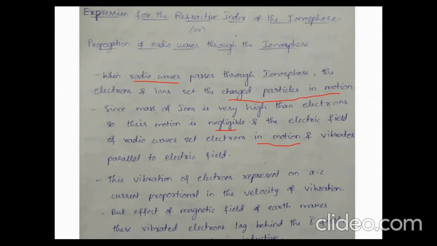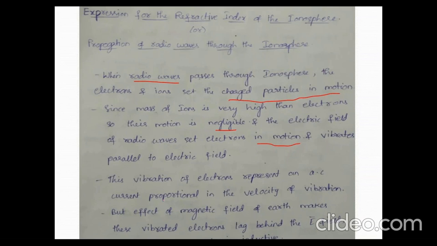I repeat, when radio waves hit the electrons and ions in the ionization layer, ions will not be moved much because of their high mass or high weight. Therefore, that movement is taken as negligible, whereas the motion of electrons is considered the primary part, and they will be vibrating. Due to this vibration, there will be an AC current which is proportional to the velocity of vibration. So these electrons will be moving parallel to the electric field of the radio waves.